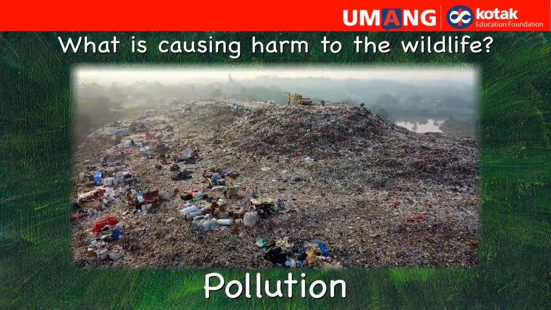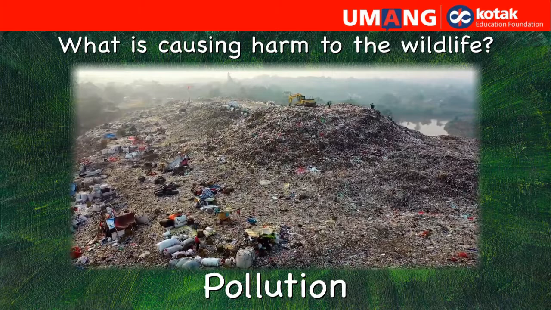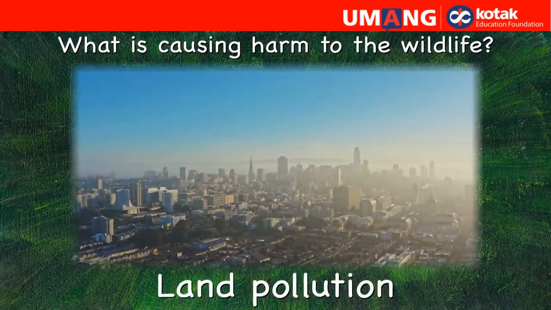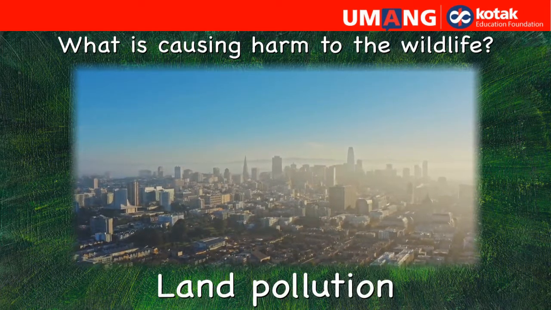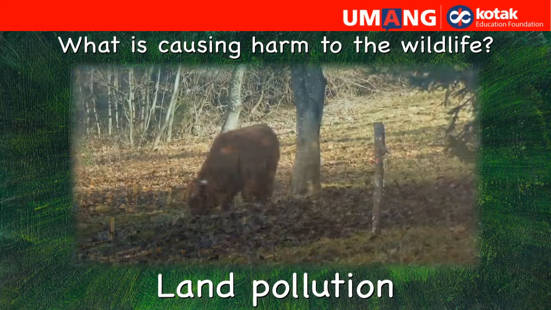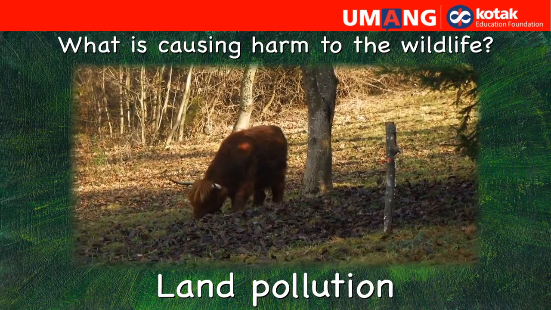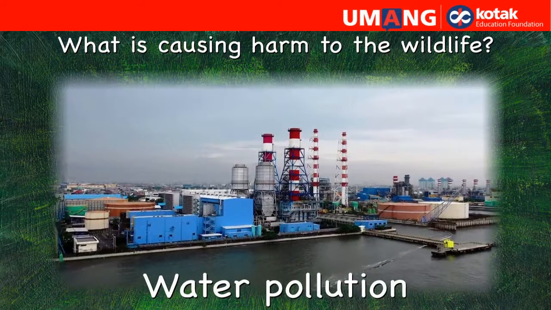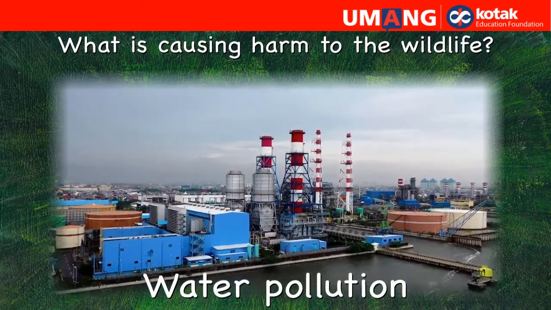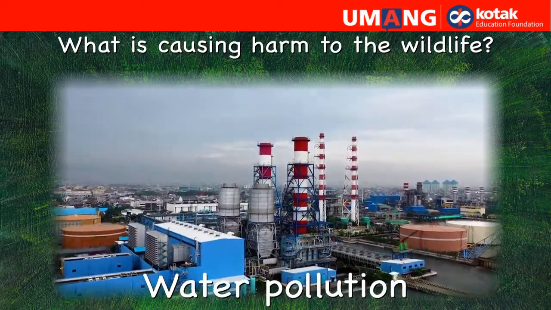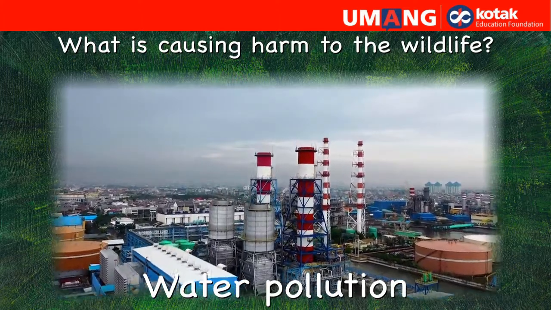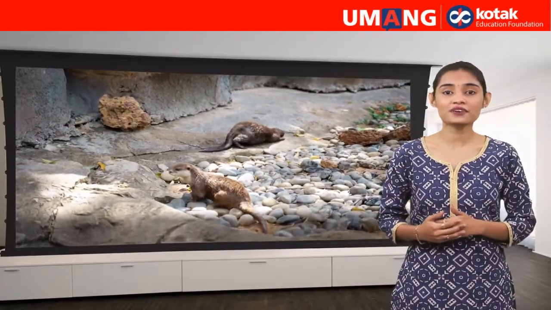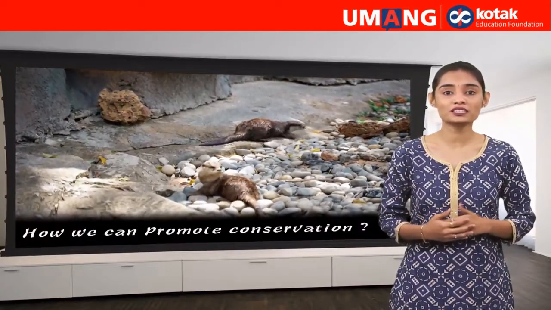Pollution. Pollution to any habitat makes it unsafe and difficult to live. For example, land pollution. Land pollution in forests and grasslands spoil the habitat and prevent animals from finding clean food. Water pollution. When we pollute rivers and lakes, the water becomes poisonous and dangerous for the animals which live in the habitat.